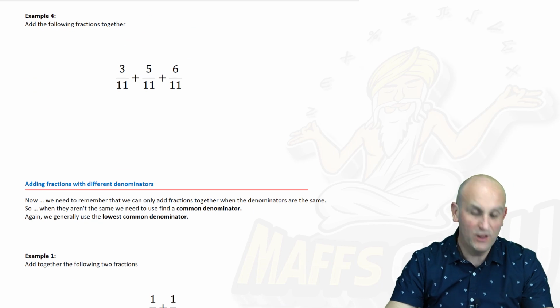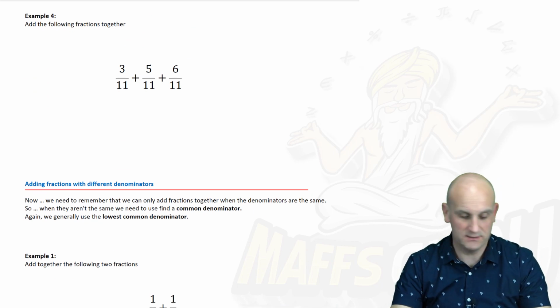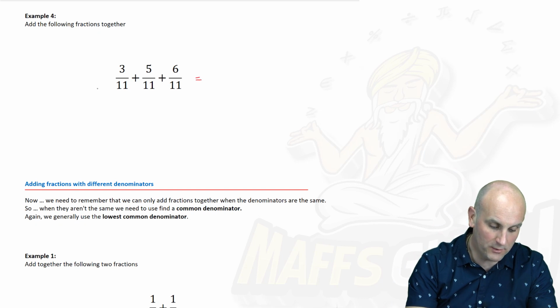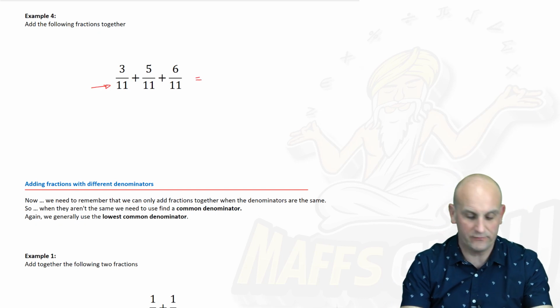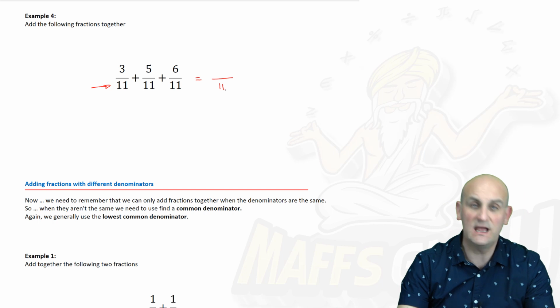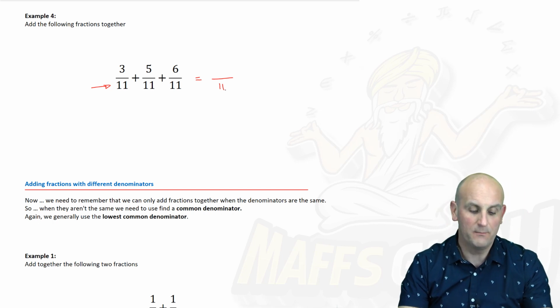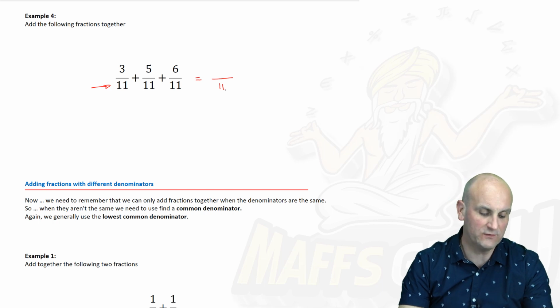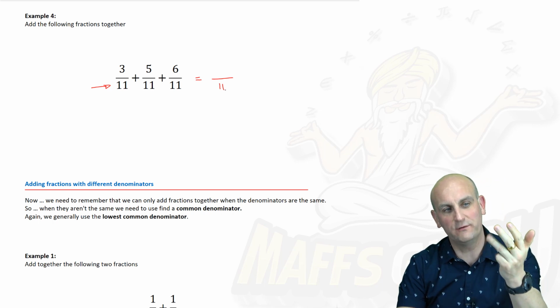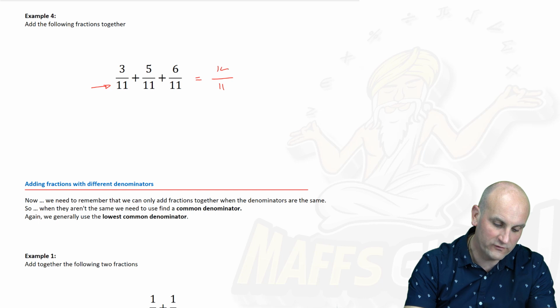And it doesn't always have to be with two fractions, believe it or not. We can actually have 3 fractions or 4 fractions. So let's do, are the bottoms all the same? Yes, so they stay the same. And then we just add the top numbers together. So 3 plus 5 plus 6. Well, 3 plus 5 is 8, 9, 10, 11, 12, 13, 14. We have 14 on 11.